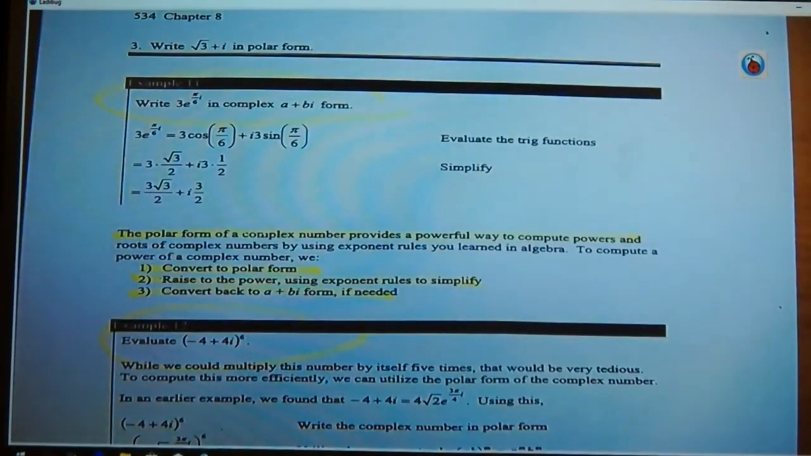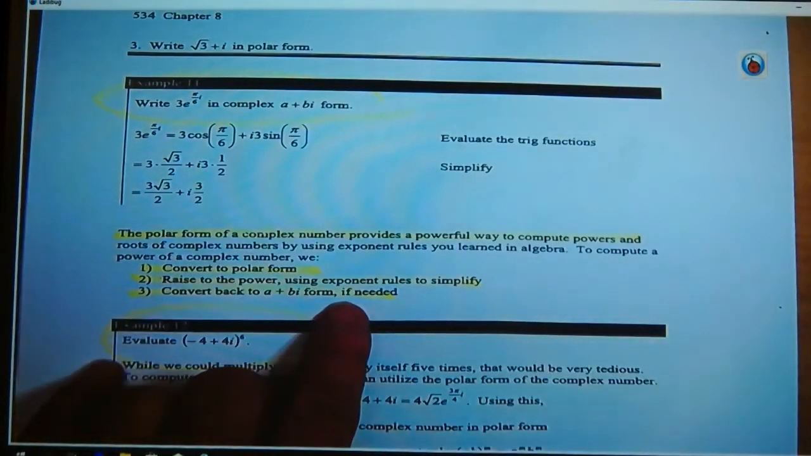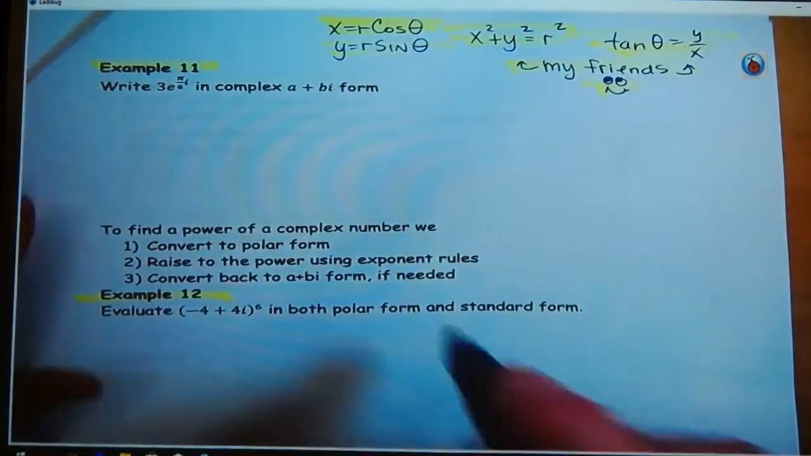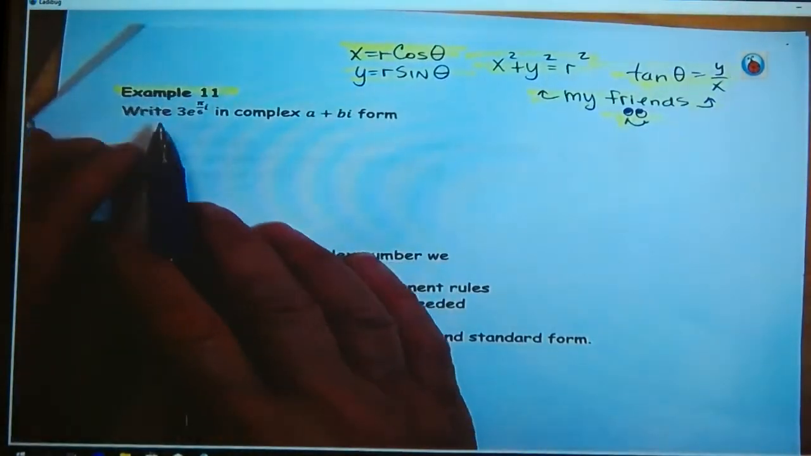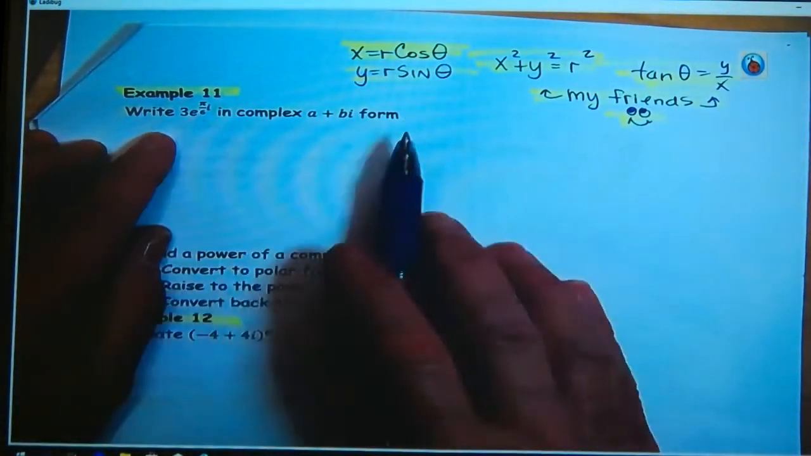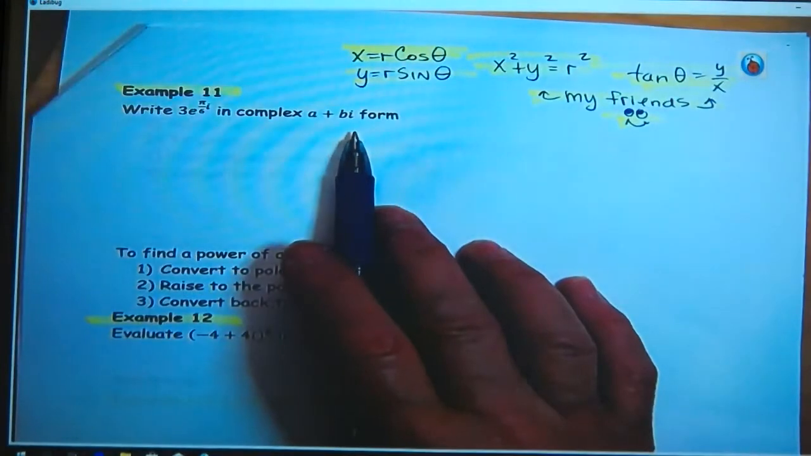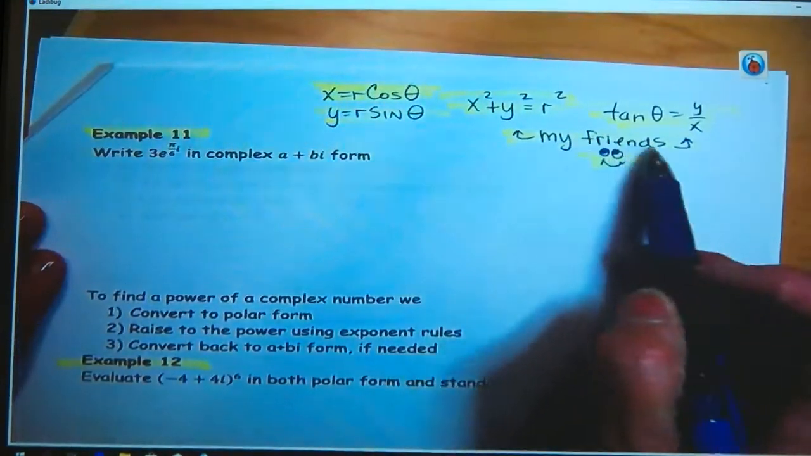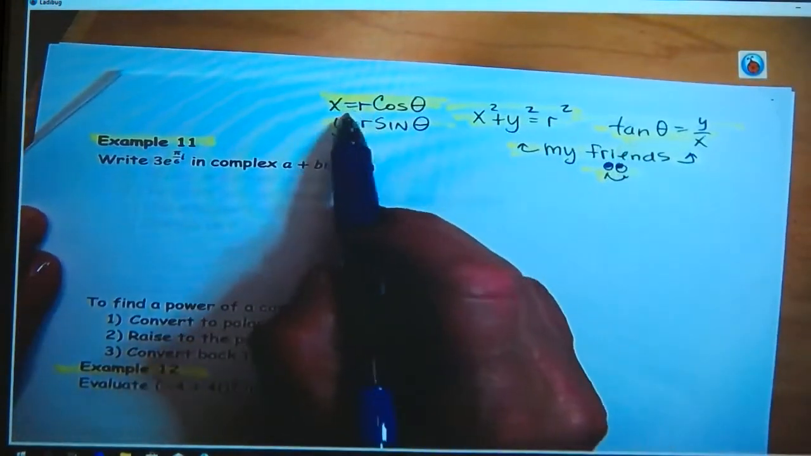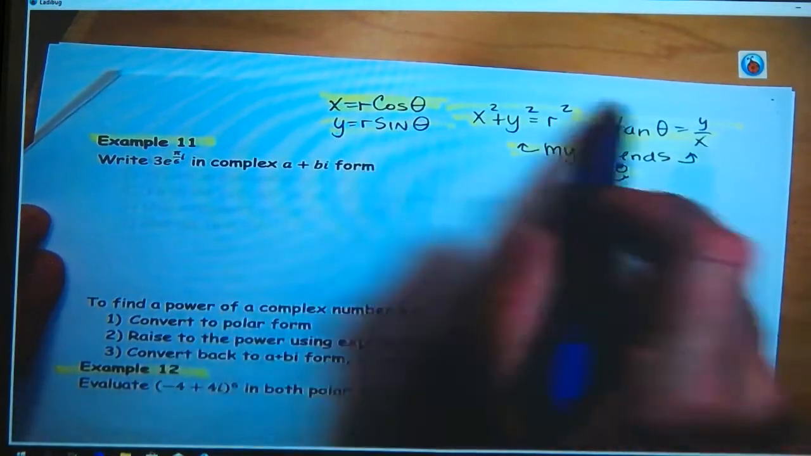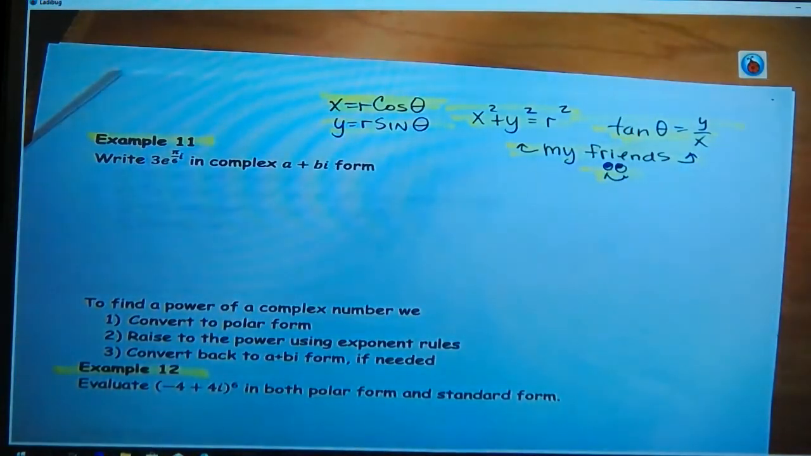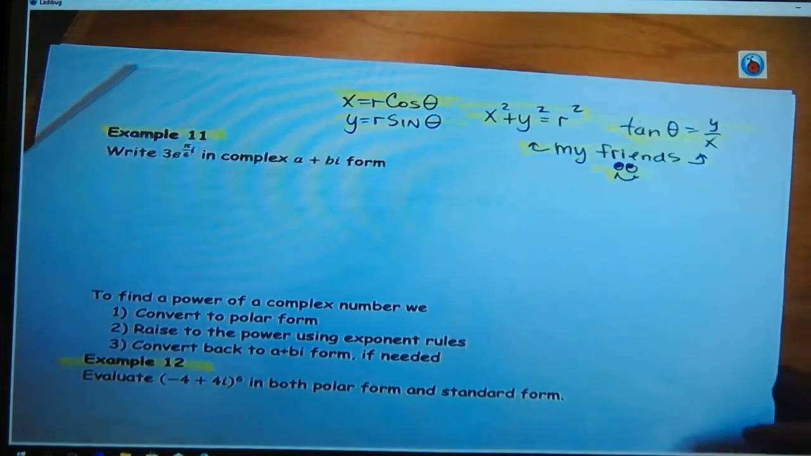So let's do example 11, which is on page 534, but we're gonna do it here. Now we're gonna take a polar and go back to complex. Now this is actually a lot easier. So we're gonna have our friends right here: x equals r cosine theta, y equals r sine theta. You have those on your little sheet, and we're going to use those.